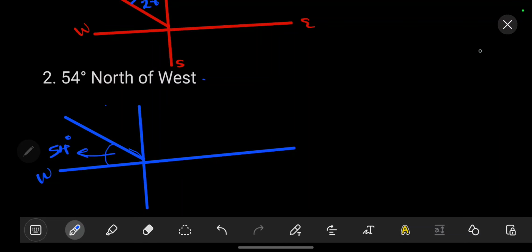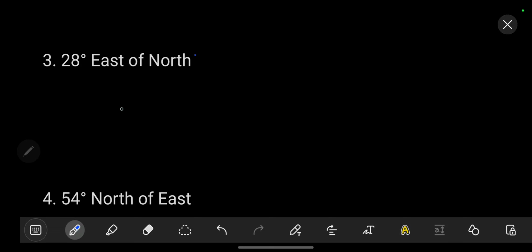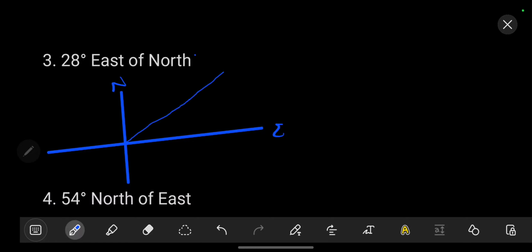So let's look at our next one. If we look at this one, we are going to have our east of north. This simply means we have north up there, east is here. So we are going to be going up while going to our right. That's where the direction is.